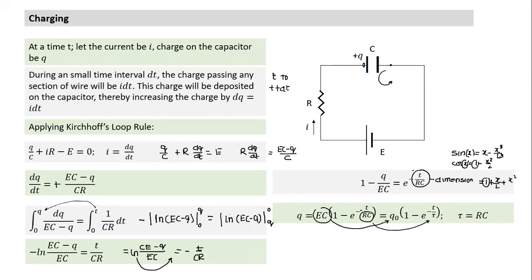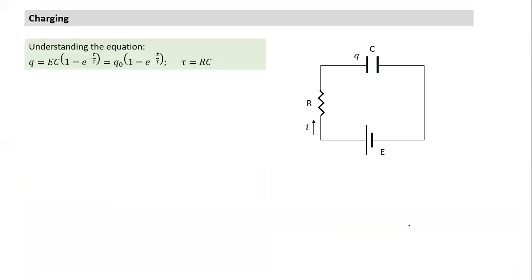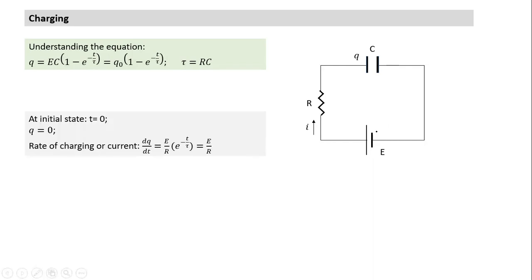Now we'll try to make sense of this expression. It's a mathematical expression, but now let's make sense of it, understanding this equation. So I have rewritten that equation here. Let's see what this equation means. What we have understood from a logical understanding is what happens at time t equal to zero, what will happen after a long time when the capacitor is fully charged, and in between the current has to decrease. So let's try to understand. What does the initial state mean? What is the initial state, t equal to zero?